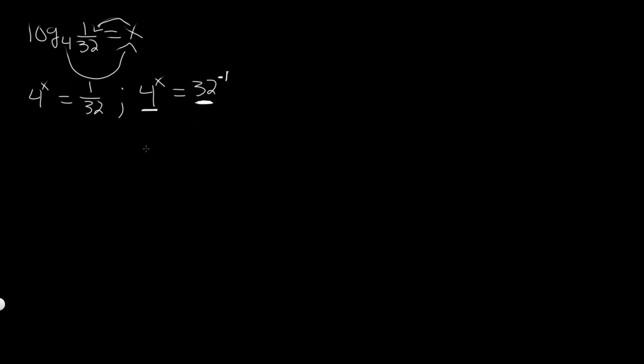So we can rewrite 4 as 2 squared, but we can't forget we raised it to the power of x, is equal to, and then 2 to the fifth is 32. So we can write this as 2 to the fifth, and we can't forget the negative 1. And we're going to simplify this a little bit. We're just going to multiply the exponents, so 2 to the 2x is equal to 2 to the negative 5. And now that we have the same base, it's very simple. We just bring down the exponents.